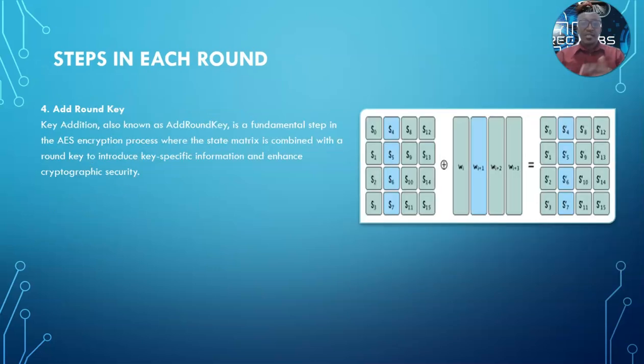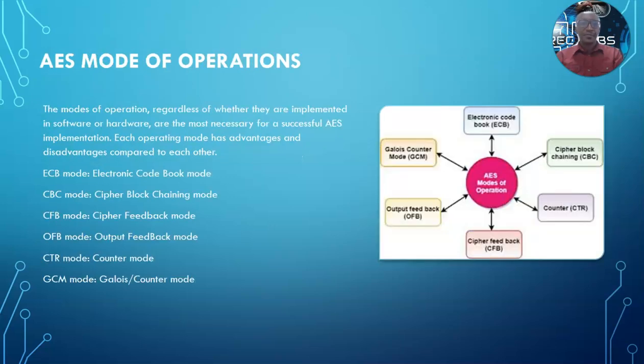Then there's the add round key, also known as key addition. It is one step in AES encryption where the state matrix is combined with a round key to introduce key-specific information to enhance the cryptographic security. That key is added at each round to make sure the algorithm can withstand possible attacks.